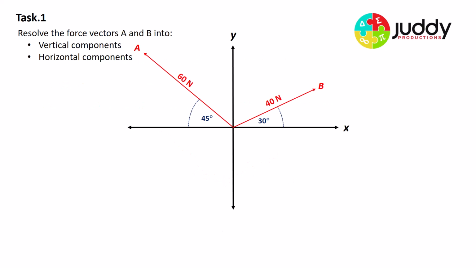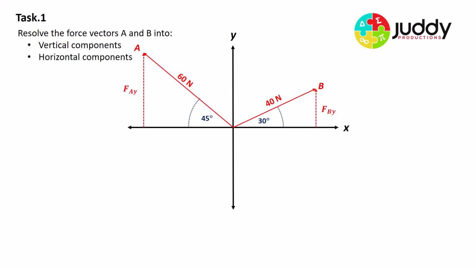Our first task is to resolve the force vectors A and B into vertical and horizontal components. So we can see force A has a magnitude of 60 newtons at an angle of 45 degrees from the x-axis. And likewise, vector B has a magnitude of 40 newtons and its direction is 30 degrees from the x-axis. We want to resolve or break them up into their horizontal and vertical components.